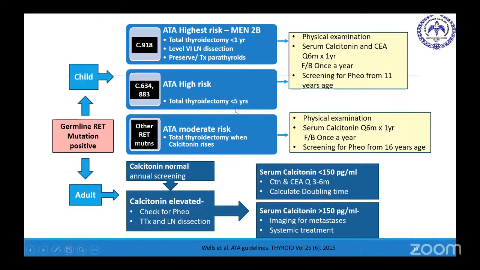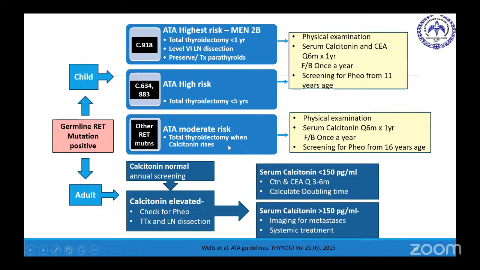For ATA high risk, total thyroidectomy has to be done at 5 years of age. And in both these patients, we should follow up with physical examination as well as serum calcitonin and CEA 6 monthly for the first year and followed by yearly. Pheochromocytoma screening should be started from 11 years of age.